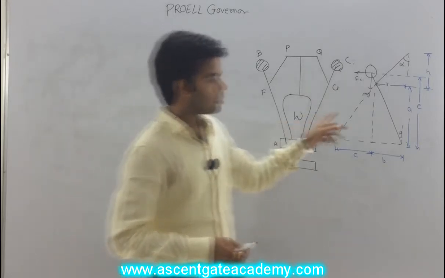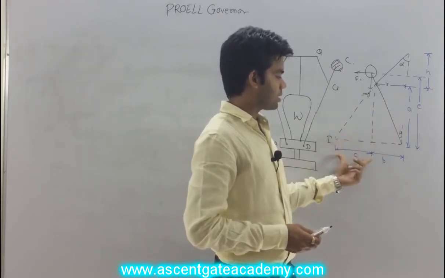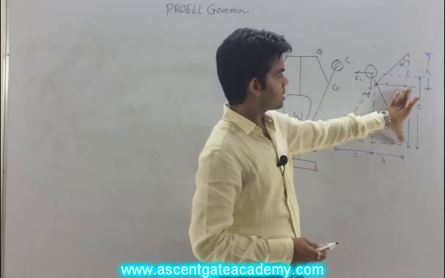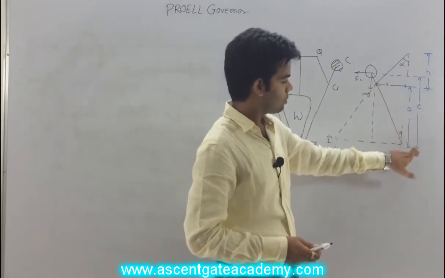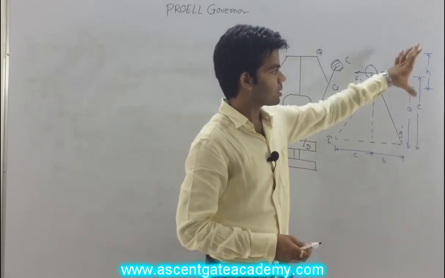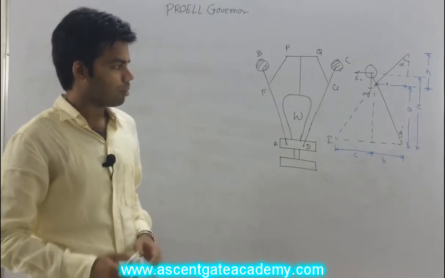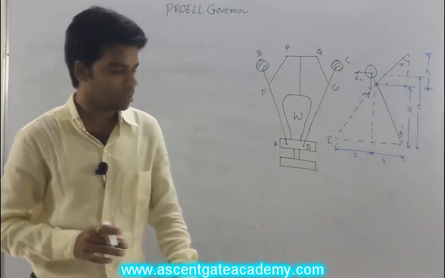Okay, and this is again the free body diagram, and we have taken the instantaneous center. These are the distances. This distance is suppose C, this is B, this distance is A, and the distance of this ball from the bottom is E. H is the height of the governor. Okay, I will just tell you the final formula. Proof you can refer from the book. One proof I have already told you.